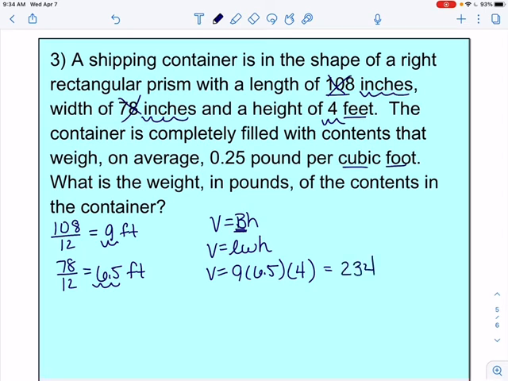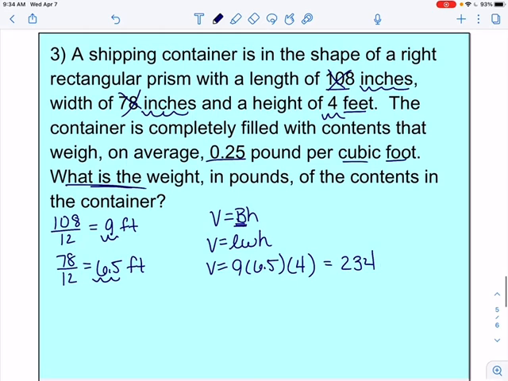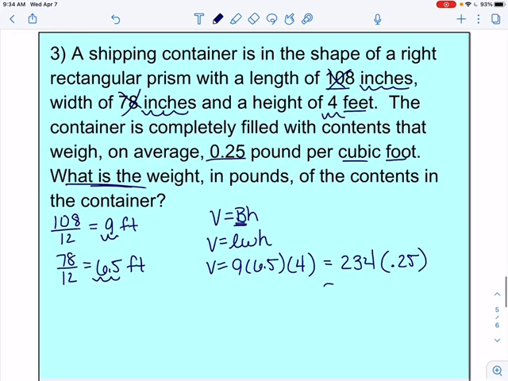So far I have the volume, but it's asking me what the weight is. So the weight, if 1 cubic foot weighs 0.25 pounds, and I need to know how many 234 of those weigh, all I'm going to do is multiply this by 0.25. And when you do that, you should get 58.5 pounds. So that box will weigh 58.5 pounds when it's filled.